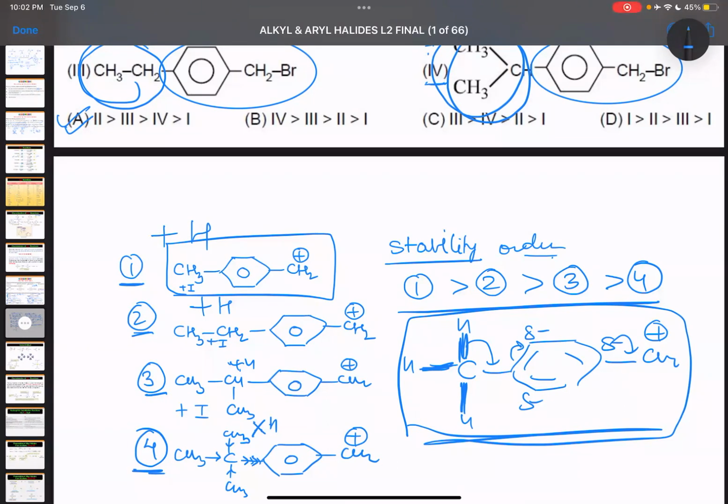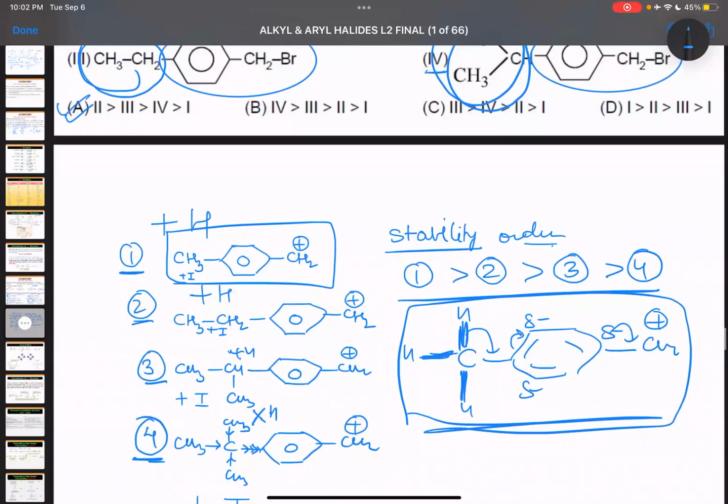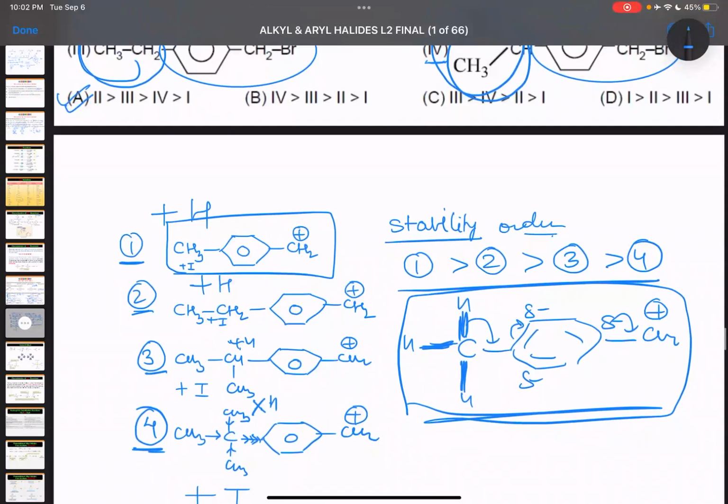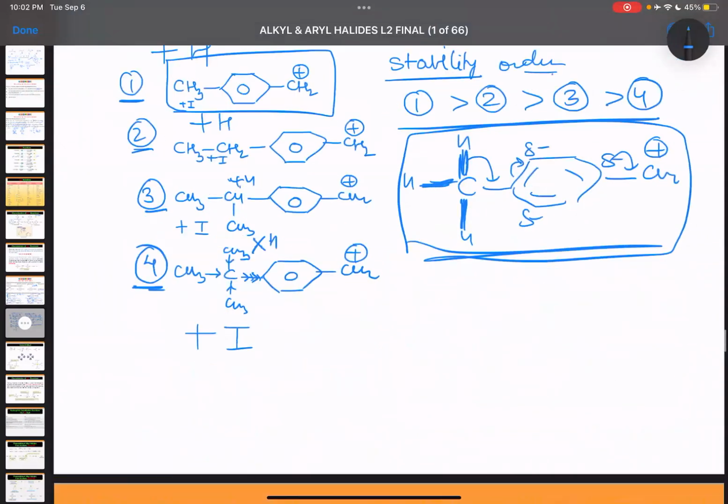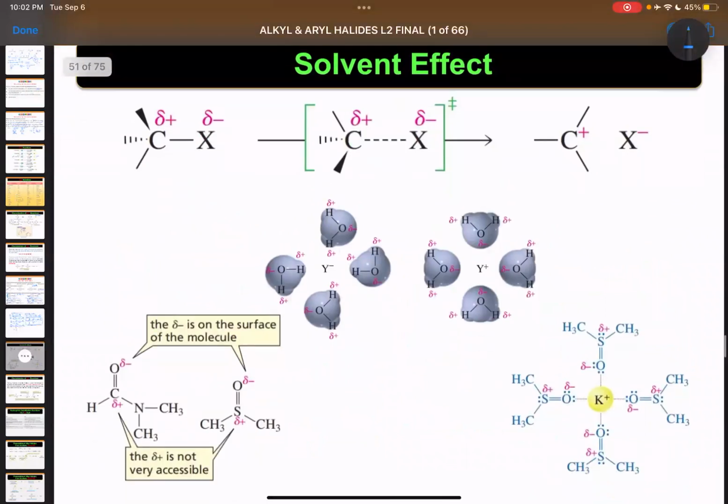Is it clear? So keep this in mind. Actually, this is the thing where most people make mistakes. Right. And the solvent effect you know already.